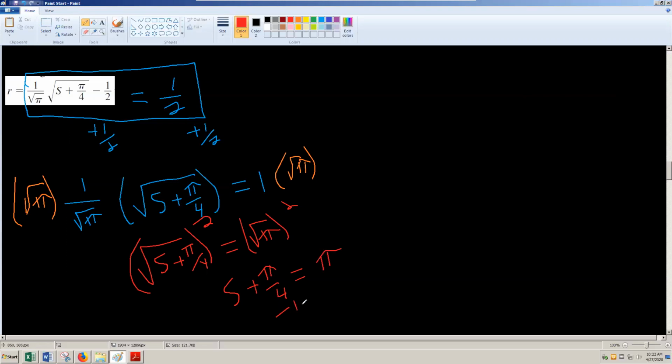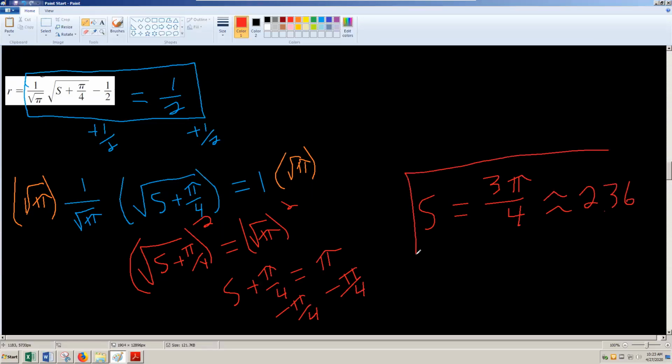I'm going to subtract off my pi over 4. And I'm left with my surface area is equal to 3/4 pi. So when we're looking at this thing, we could come up with an approximation if we wanted to. Let's see what we get. 3 pi over 4 gives us approximately 2.36. So that would be the approximate surface area for this thing, or this would be the exact answer.